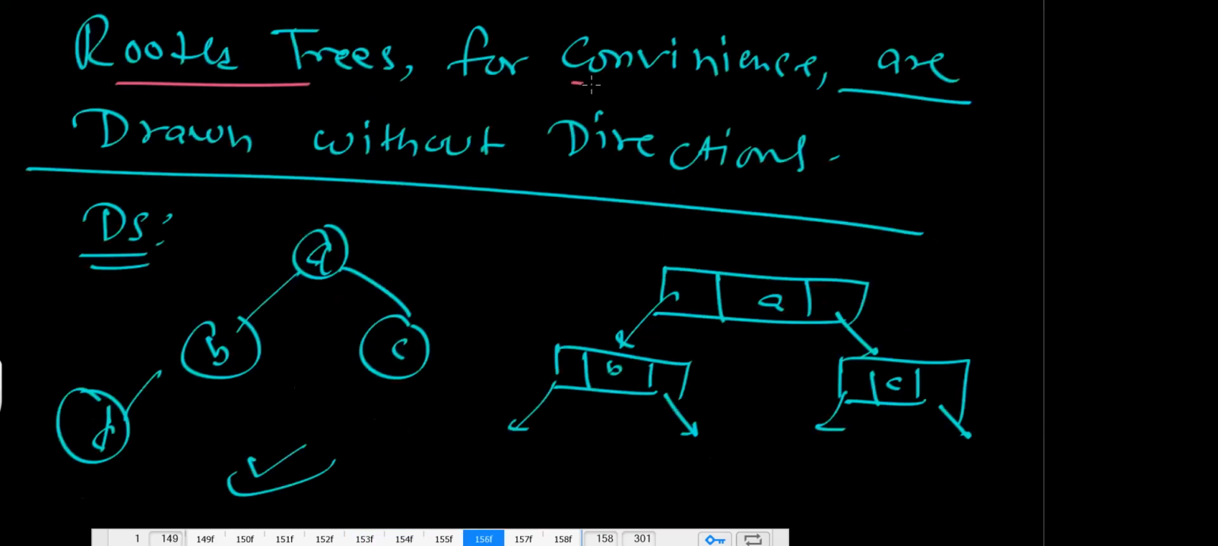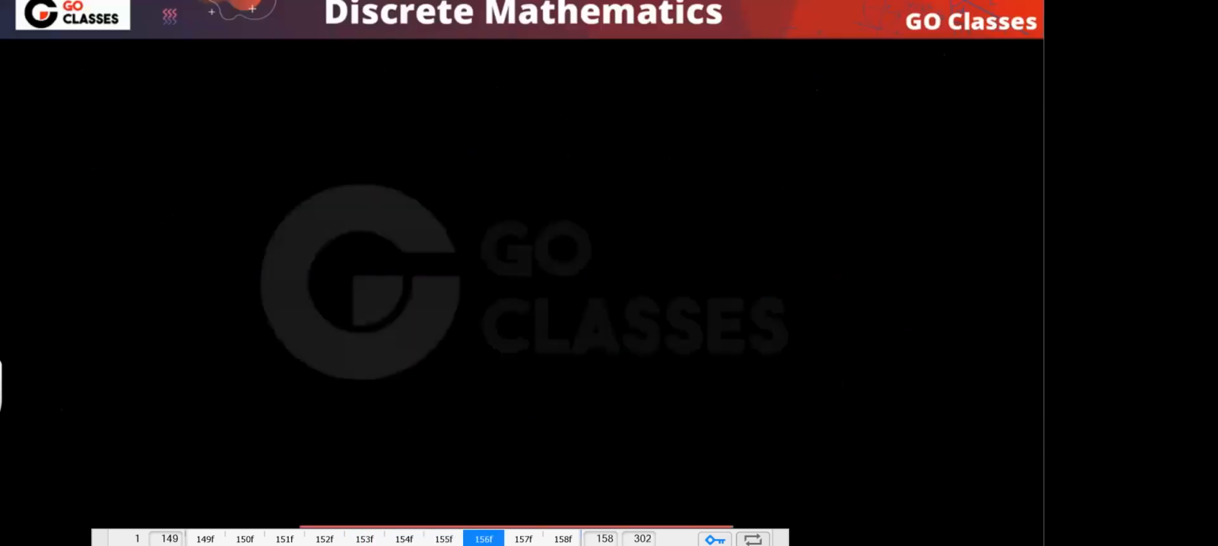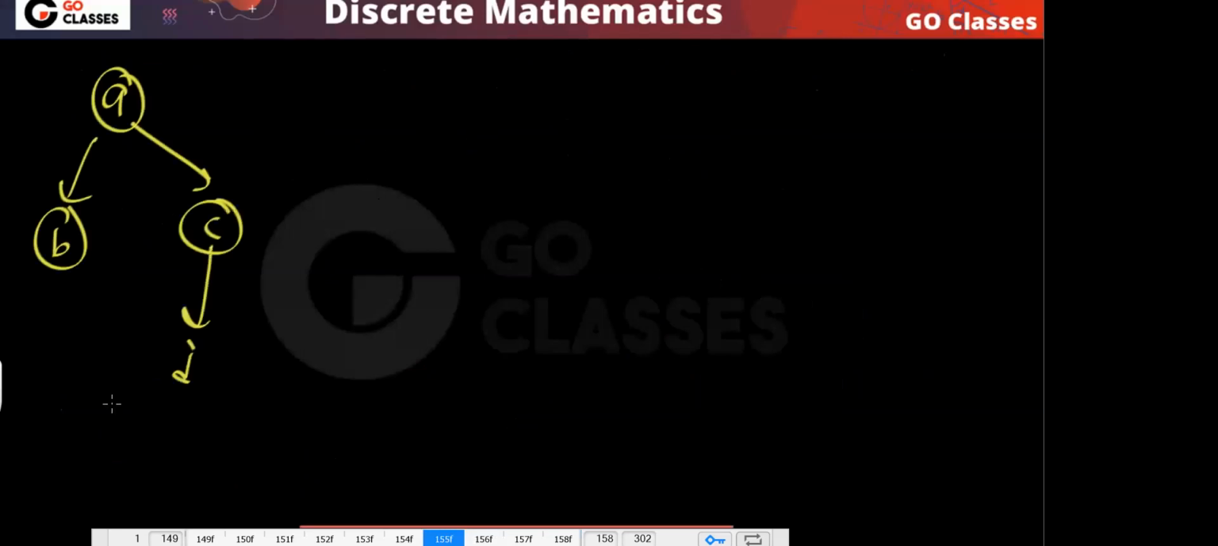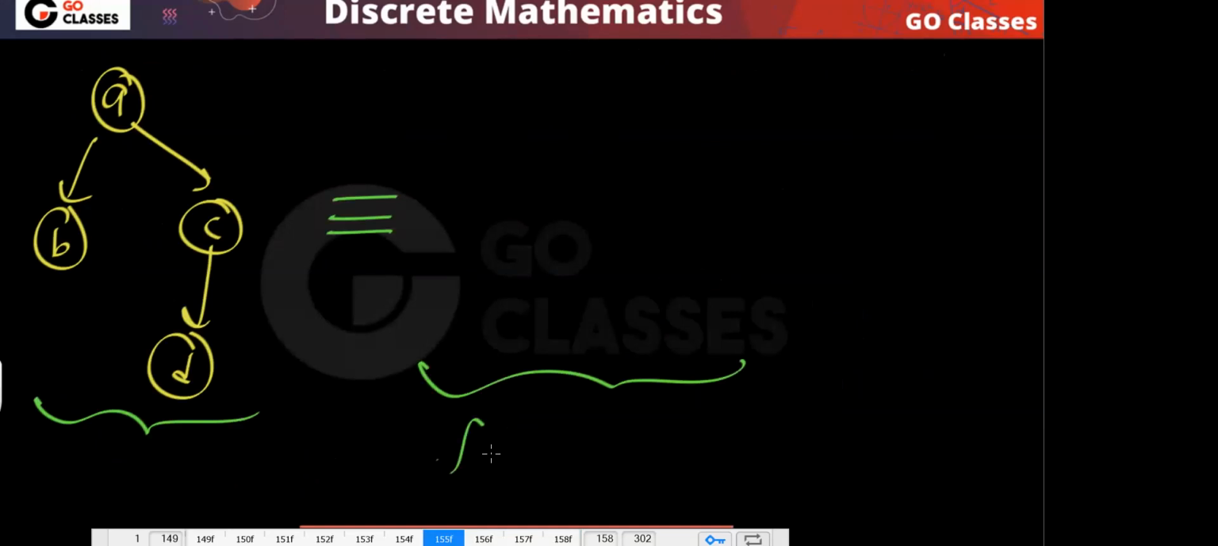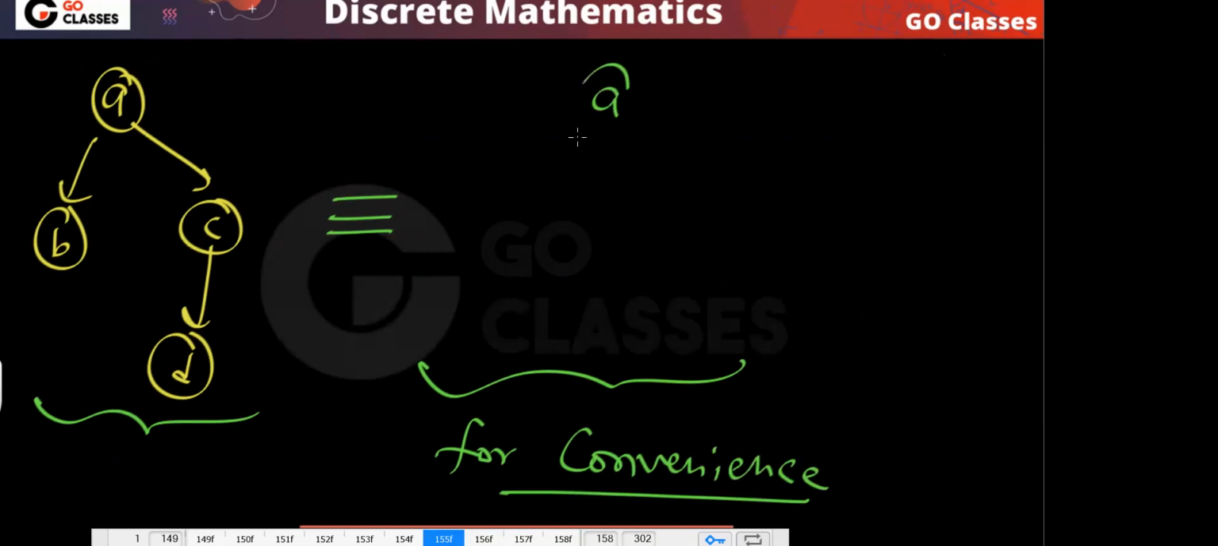for a rooted tree, for convenience, we draw it without direction. For example, if I want to draw this rooted tree, A, B, C, D, you can notice this is a rooted tree. But for convenience, this is only for convenience, we draw without direction. But remember, the directions are actually like this. So for convenience, we draw without directions.